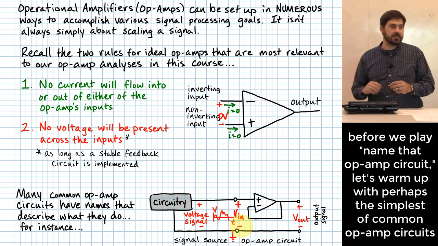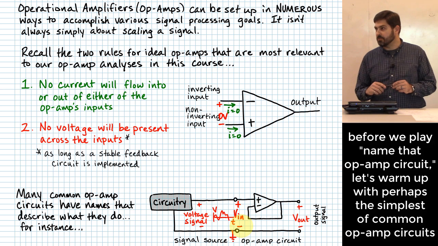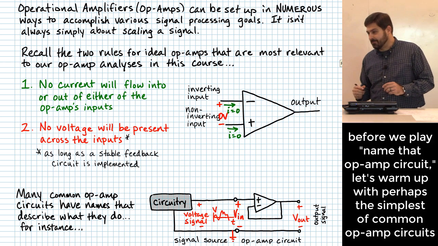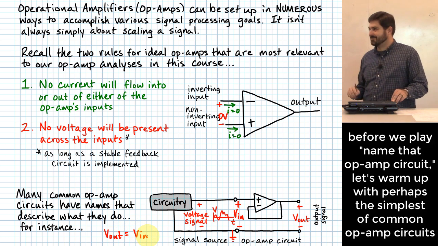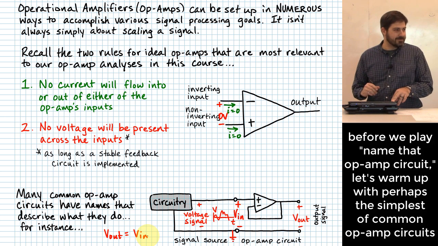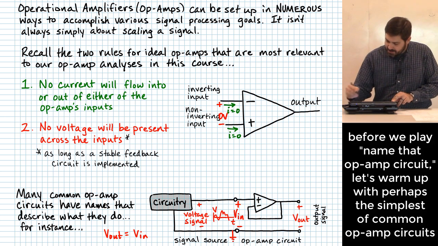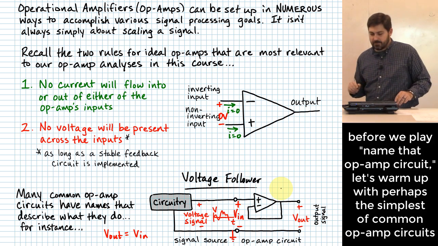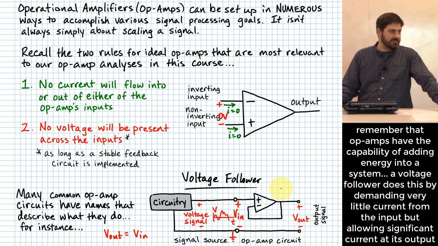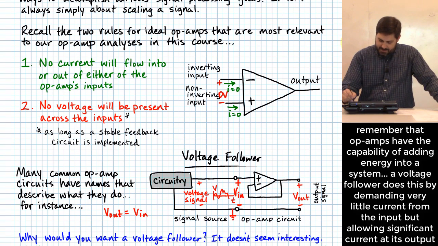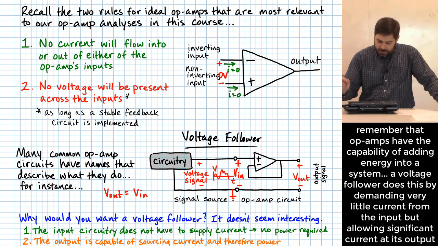So what does this circuit do? Don't overthink it. This circuit does this. V out is equal to V in. Isn't that fun? All right. For that reason, this thing is called a voltage follower. Now, many of you are probably sitting there going, why do you need that? That's kind of my next little thing. Why would you ever want a voltage follower?